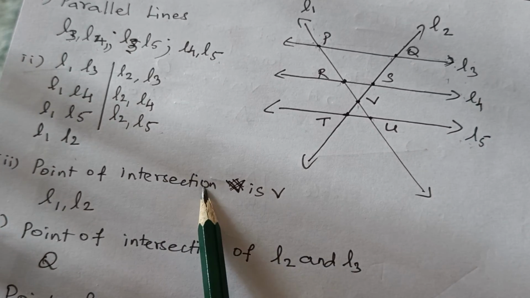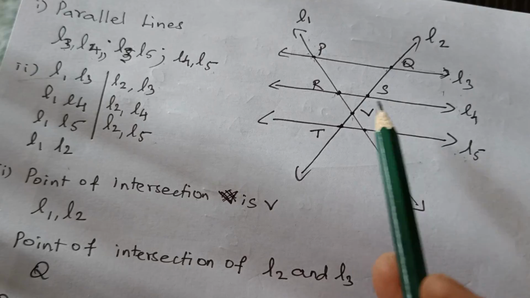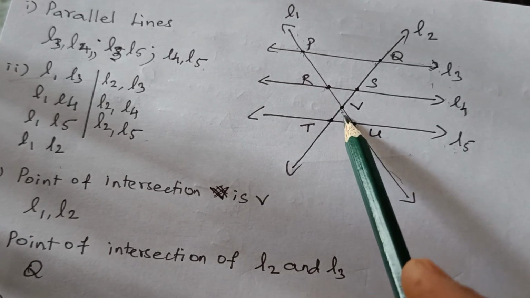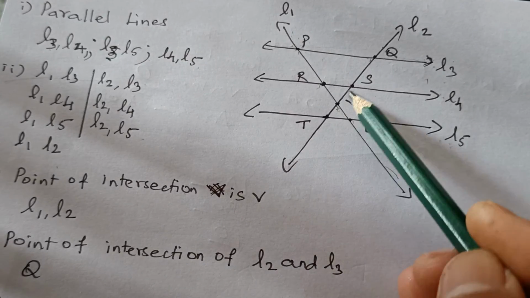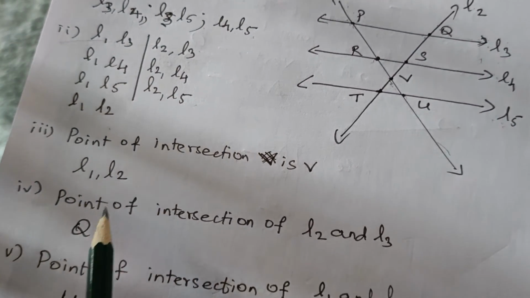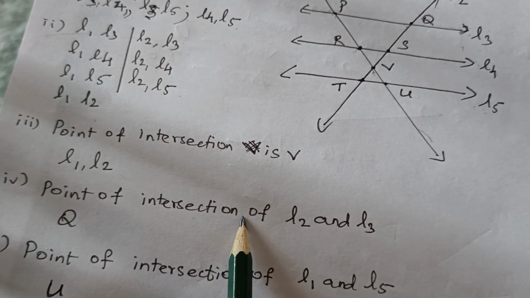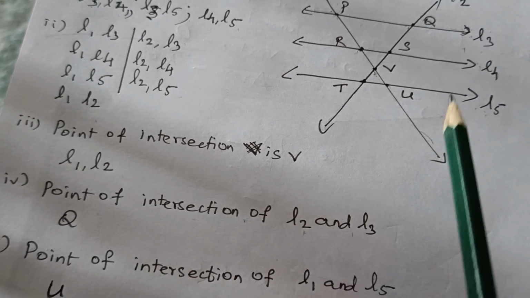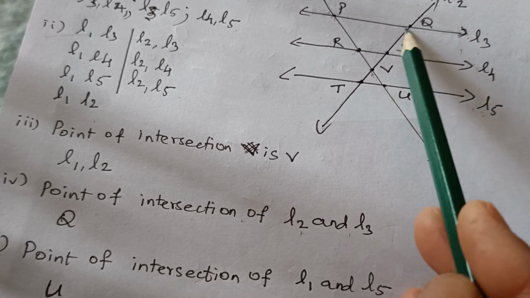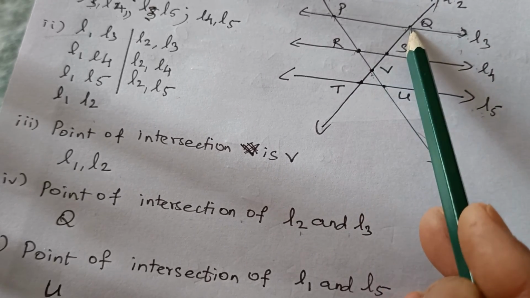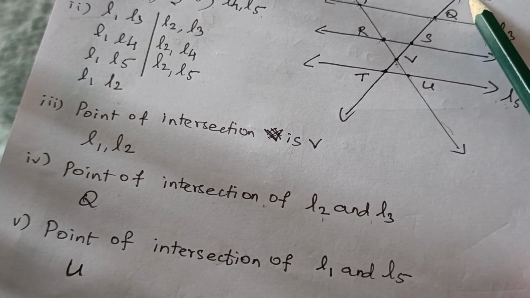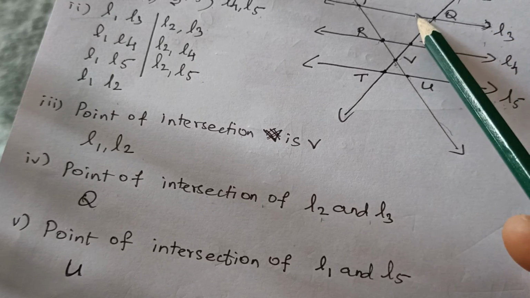Then the point of intersection is V. Which are the lines meeting at the point V? See, just extend this line and check. L1 and what is the other line? L2. So at V, L1 and L2 are meeting. Then the point of intersection of the lines L2 and L3. Where are they meeting? This is L2, this is L3. They meet here at the point Q. Q is the point of intersection of line L2 and line L3.